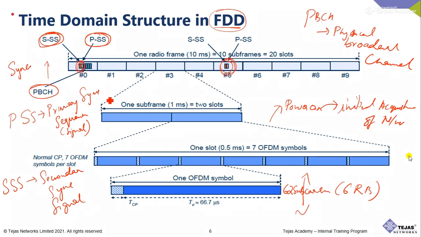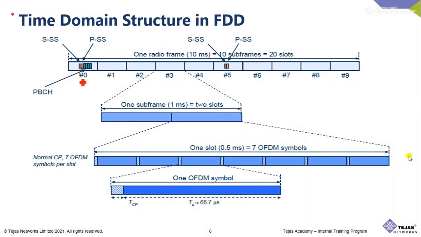Okay. So now, the moment you decode PSS and SSS, a mobile will get synchronized. So the first thing is, the mobile will decode this, and it will get synchronized with the eNodeB. Now the next thing the eNodeB requires is some critical information with respect to the network, so that the mobile quickly gets into idle mode.